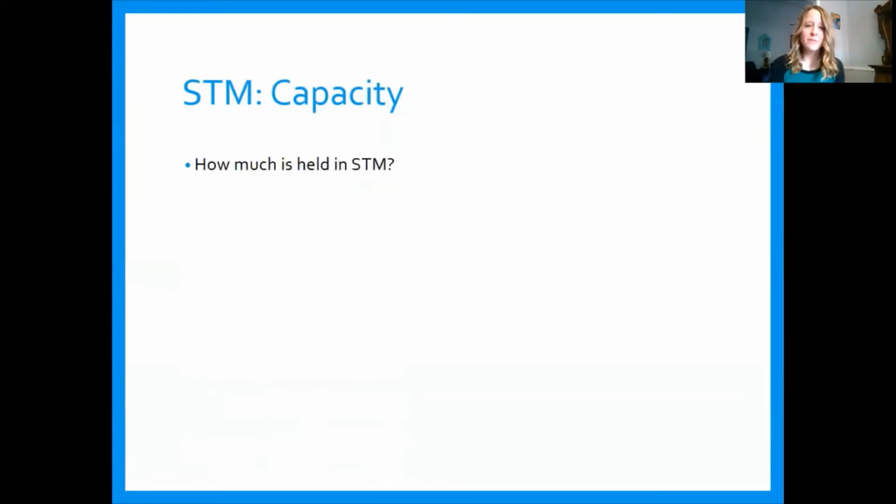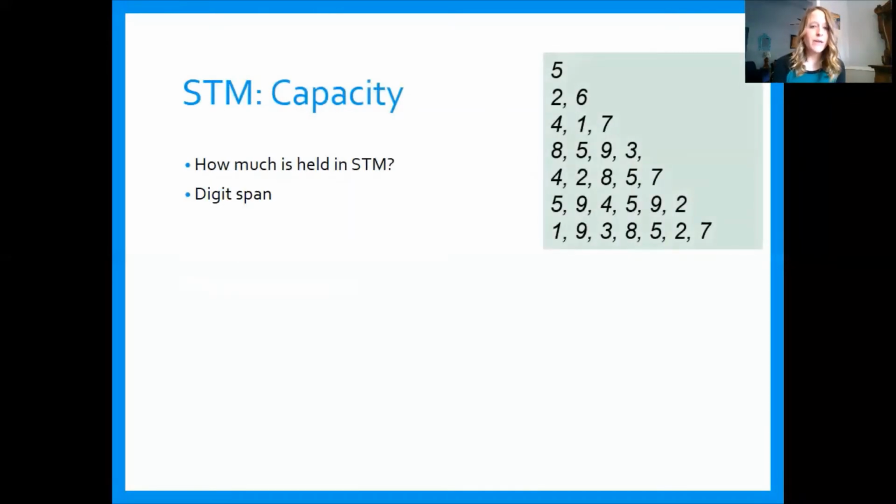But unlike long-term memory that is thought to have virtually unlimited capacity, we can only hold a small amount of information in short-term memory. The capacity of short-term memory is typically measured through what's called a span test. And very often it's a digit span task.